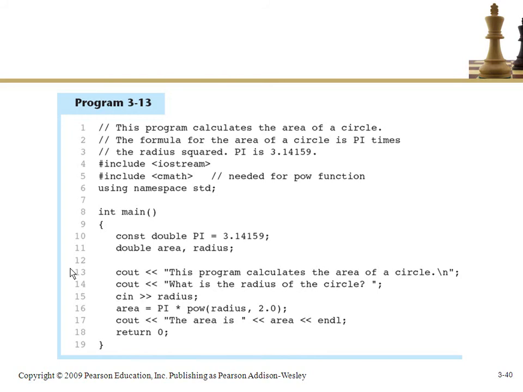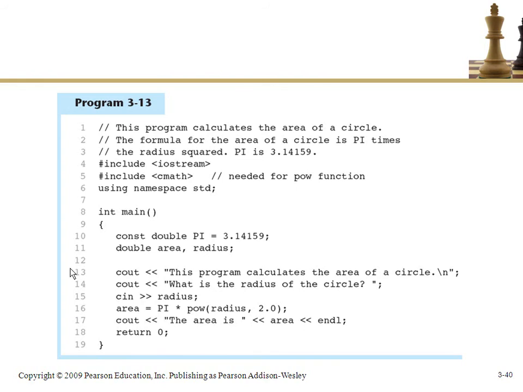In line 10, we are going to define a named constant pi of type double, and we're going to equate it to 3.14159, ended with a semicolon. We are defining the area and radius as double. Line 13 outputs: this program calculates the area of a circle, then a carriage return to the next line. Line 14, we prompt the user and ask what is the radius of the circle. Line 15 will take in radius as double.